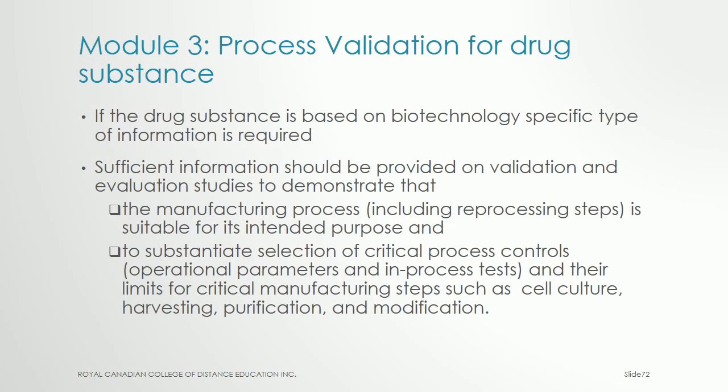If the drug substance is based on biotechnology, specific types of information are required. Sufficient information should be provided on validation and evaluation studies to demonstrate that the manufacturing process, including reprocessing steps, is suitable for its intended purpose and to substantiate selection of critical process controls, operational parameters and in-process tests, and their limits for critical manufacturing steps such as cell culture, harvesting, purification, and modification.